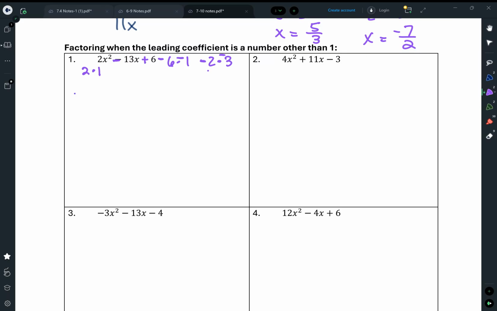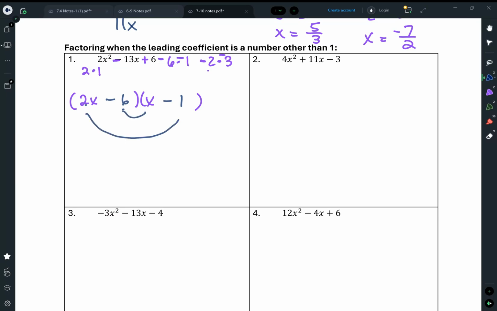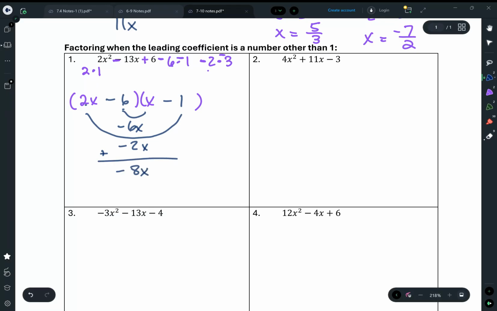So let's go ahead and set this up. I'm going to write 2x in one and x in the other, and then I'm just going to try guessing. So let's go ahead and write minus 6 minus 1. And then again, we don't have to check our first, 2x times x. We don't have to check our last, negative 6 times negative 1. All we need to do is check our inner terms and our outer terms. So negative 6 times x is negative 6x. 2 times negative 1 is negative 2x. When I add those together, it makes a negative 8x. So that one's not going to work.